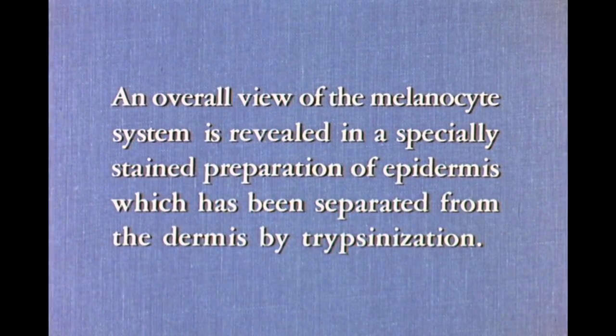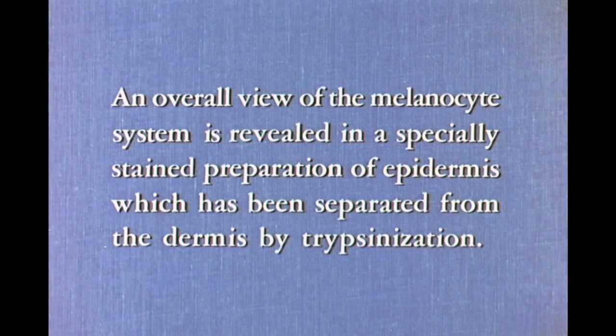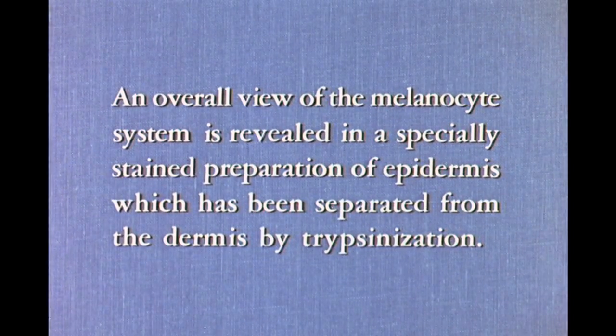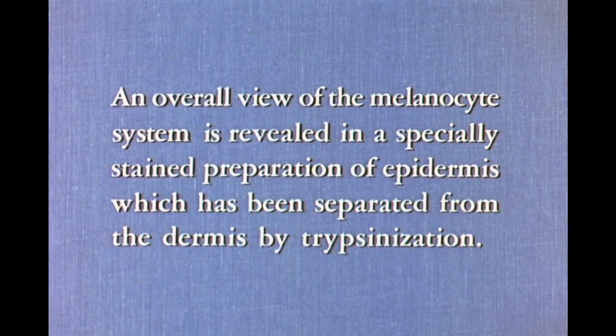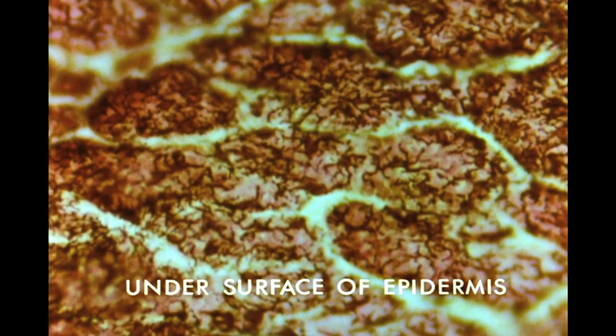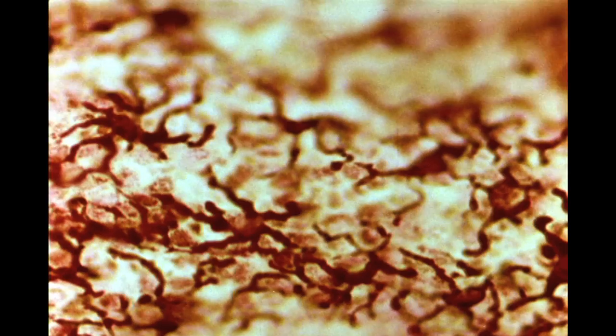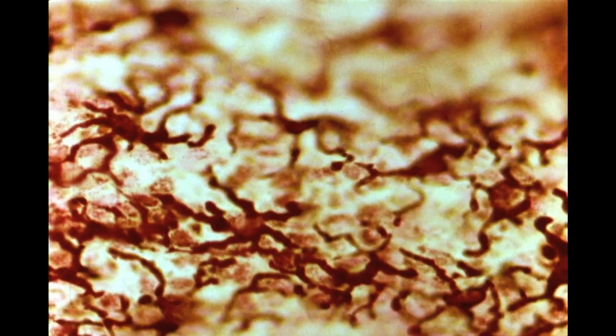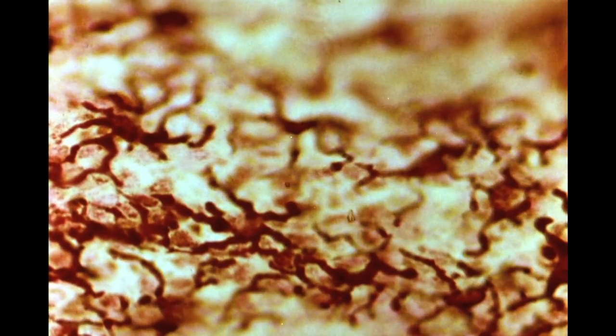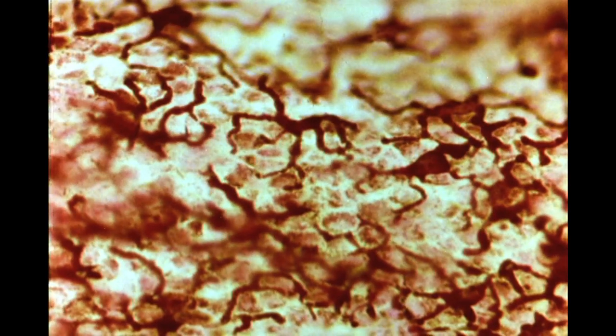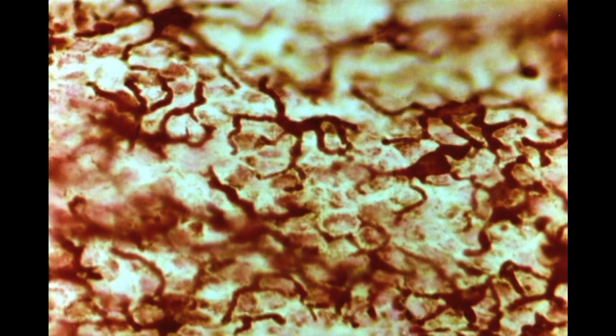This is a microscopic preparation made from a piece of guinea pig skin. The dermis has been removed with trypsin, and we are looking at the basal layer of the epidermis from underneath. The specially stained dendritic melanocytes appear dark against the lightly stained keratinocytes. As the plane of focus is changed, it can be seen that melanocytes lie in different levels in the skin.